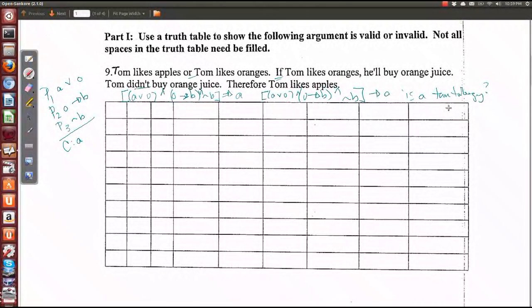And so I need to determine if I actually end up with a tautology. So I've got three different statements here. I've got statement A, I've got statement O, and I've got statement B. Three statements means that I'm going to have 8 rows in my truth table. And half of 8 is 4, so that's 4 truths and 4 falses.